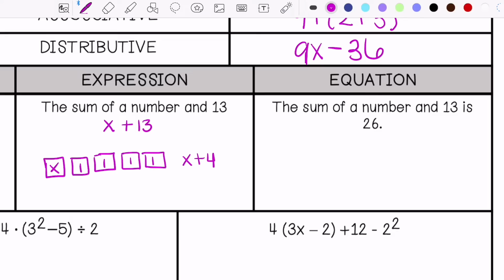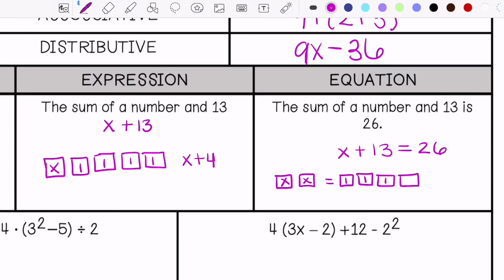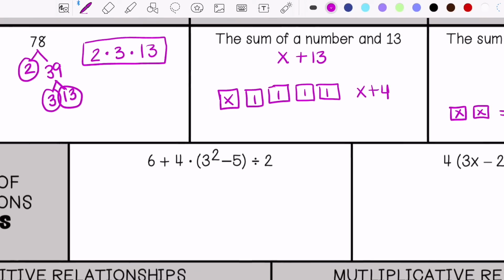This is an expression. An equation has an equal sign, so sum of a number and 13 is, that keyword is, means that equal sign 26. A model of an equation could look something like this. So that would be 2x equals 4. So an equation can be solved and an expression can just be simplified.